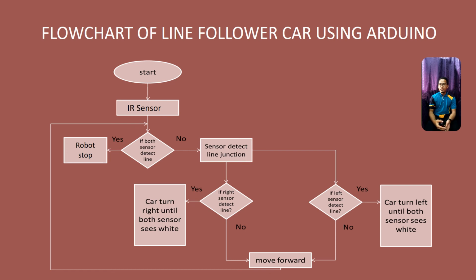If the sensor detects the line junction on the left one, yes, the car will turn to the left side. If no, the car will move forward.